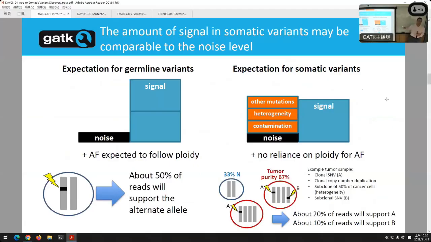We talked about the fact that within a tumor, it's not homogeneous. It's very different. All the cells are different. You have contamination from the normal, from the other tumors. Okay, so everything is different. So the signal to noise ratio in germline is much better than in cancer. In cancer, you often have more noise than you have signal. And it's also hard because you have different frequencies, or fractions.